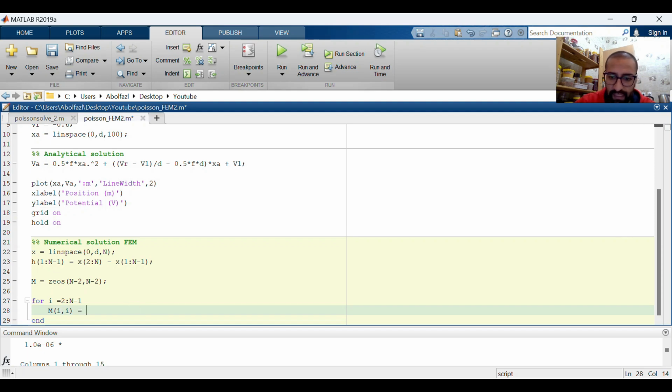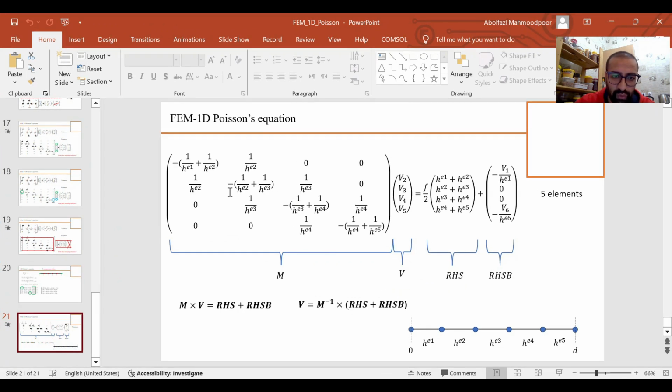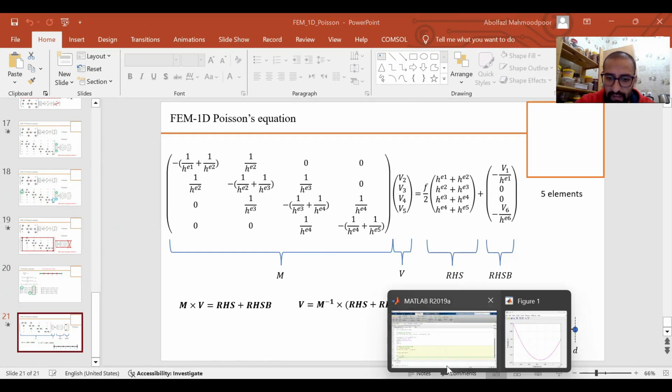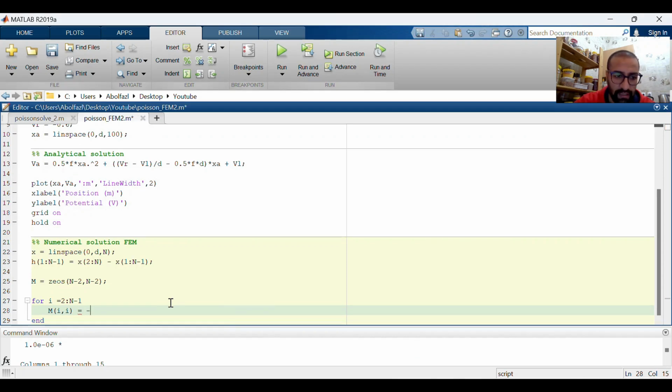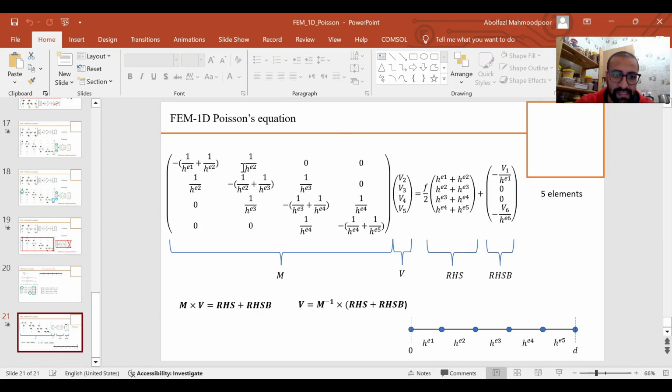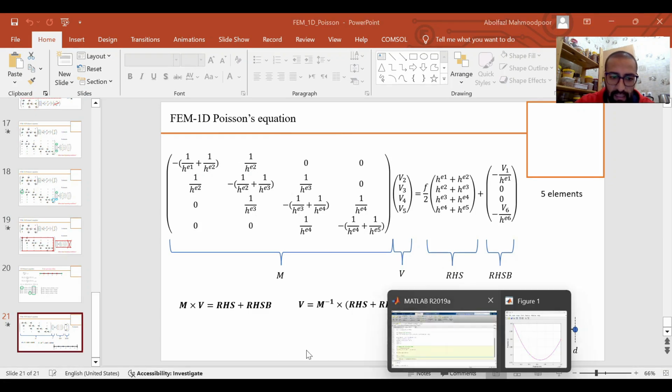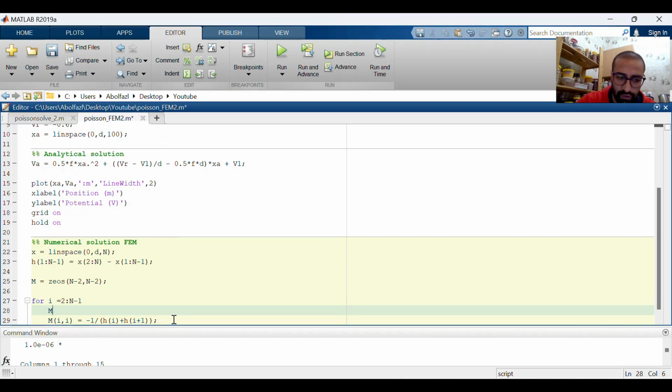Here m22 is minus 1 over h2 plus 1 over h3. It means that it should be minus 1 divided by hi, that is h2, plus hi plus 1, that is h3. What about this m21? Okay, m21 here should be m2.